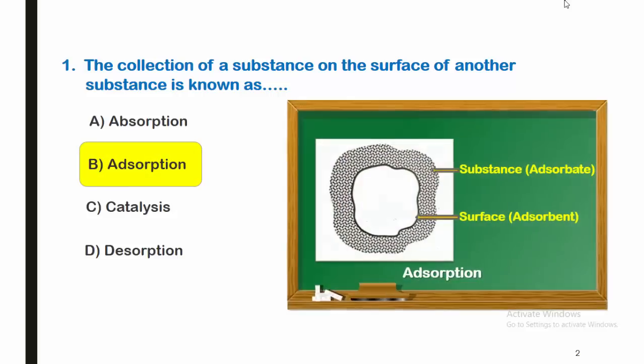How? Adsorption is the phenomenon in which the collection of one substance on the surface of another substance is known as adsorption. Here we can see in the picture there are two different substances. The substance which is going to be adsorbed on the surface of the other substance is known as the adsorbate, and the substance providing the surface for the adsorption process is known as the adsorbent. The total phenomenon is known as adsorption. Okay, let me move to the second question.